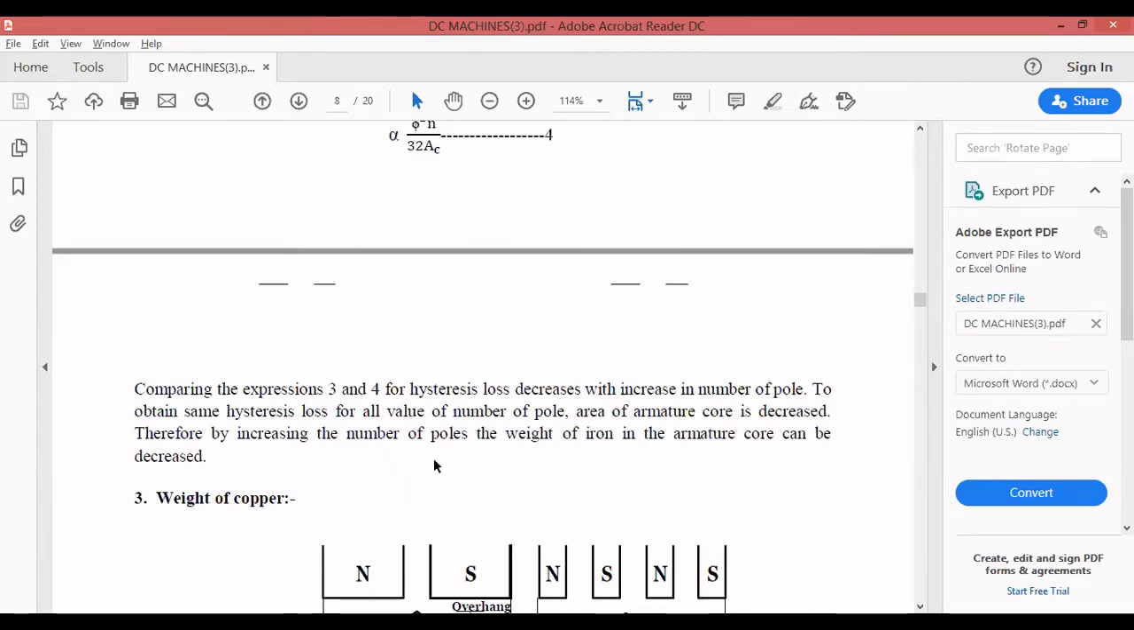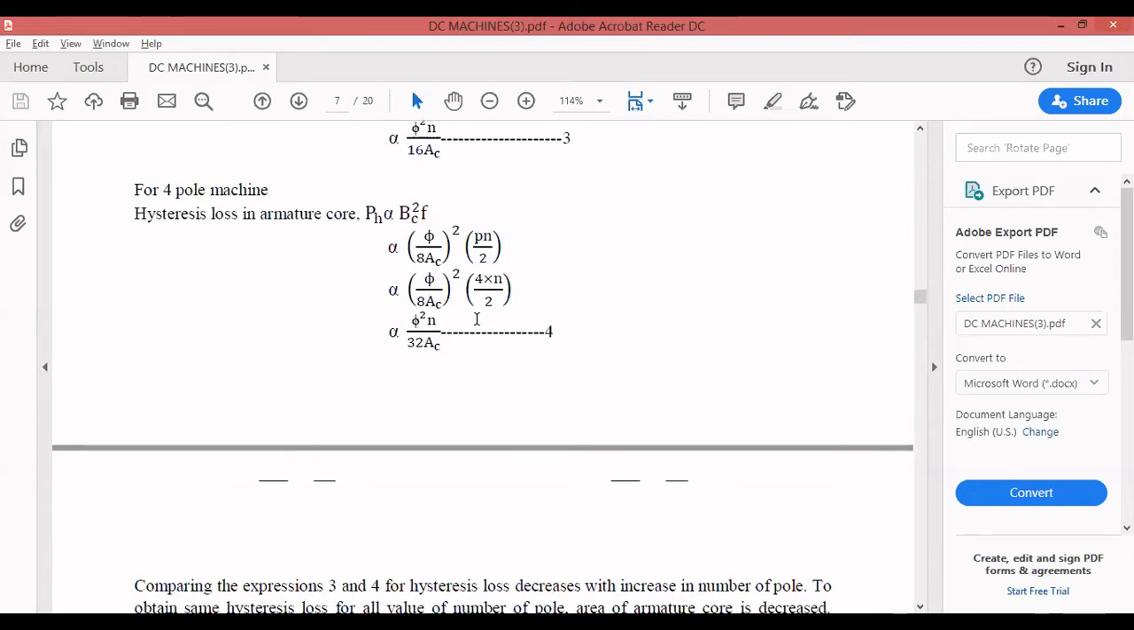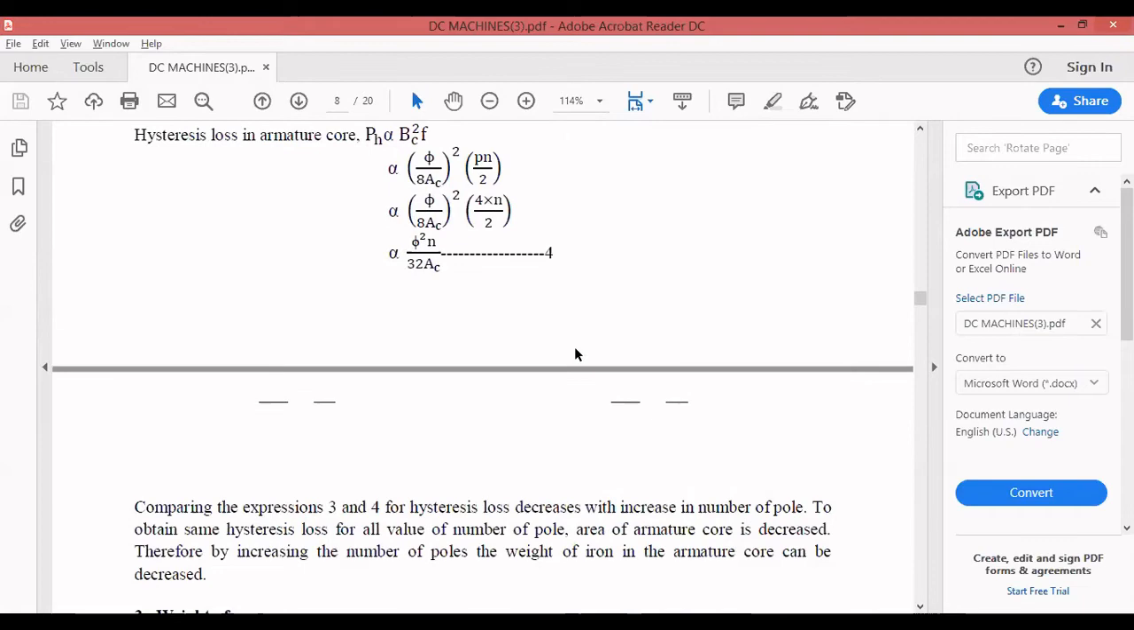Therefore, by increasing the number of poles, the weight of the area of the armature core can be decreased. So to maintain the hysteresis loss the same, what you can do is increase the number of poles. If you increase the number of poles, definitely what will happen?